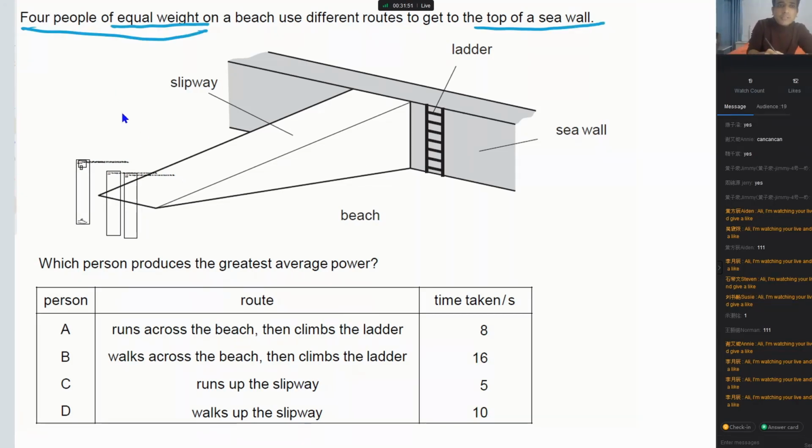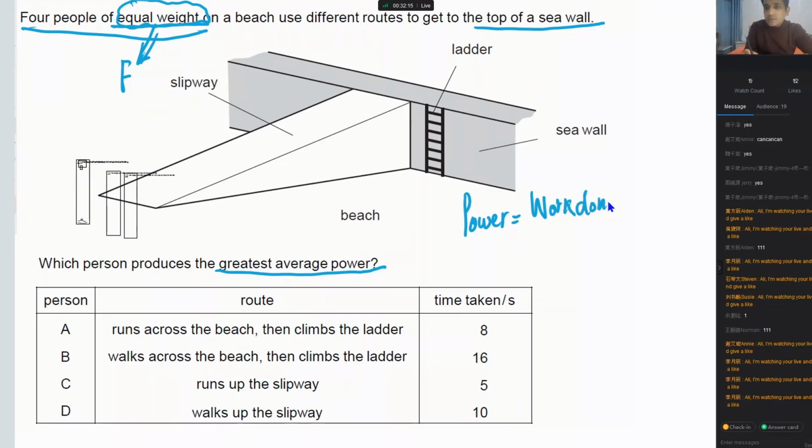So each person has the same weight. Very important piece of information. So when I read this question, I will underline this one, same weight. So it means F will be the same. So we need to find the greatest average power. So again power is equal to work done over time. So I will write down power is equal to work done over time, and work done is equal to force times distance over time. So in this case, force is the same because force is the weight.